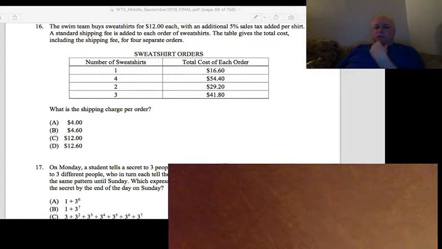The first line has one sweatshirt with the 5% and the $12 and the shipping fee is $16.60. 4 sweatshirts plus the 5% plus the shipping fee is $54.40, and the same for 2 and 3. They don't put it 1, 2, 3, 4. It's 1, 4, 2, 3. So I guess this is representing orders as they come in live. So what does it turn out that the shipping charge per order might be?